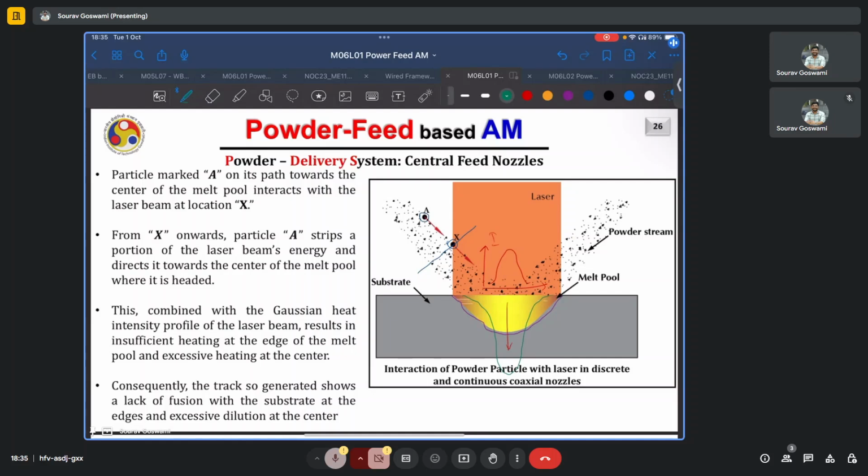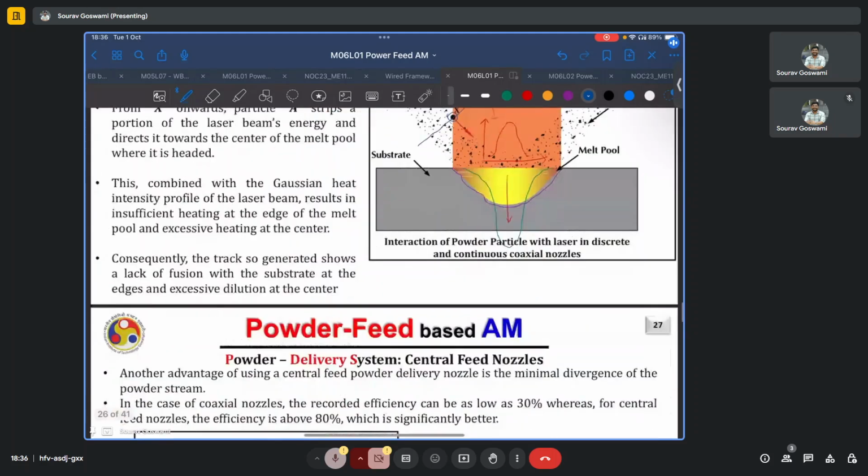And while keyhole may appear to be, in some cases, useful because you're getting a lot of dilution, what it can end up doing is, if you have a thin feature or an overhanging feature, because of the depth of this keyhole, that entire feature can be destroyed because it will go all the way through that feature. Secondly, these keyholes typically result in large pores, which tend to weaken your structures. So they are undesirable in most circumstances. Consequently, the tracks so generated show a lack of fusion with the substrate at the edges and excessive dilution at the center, as we just saw.